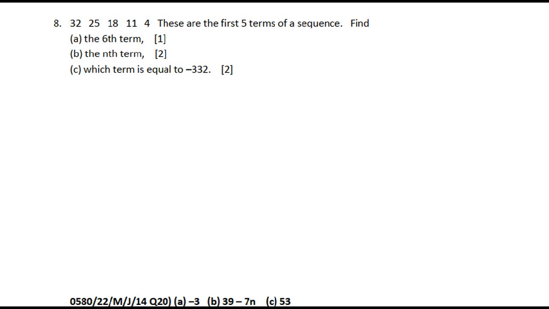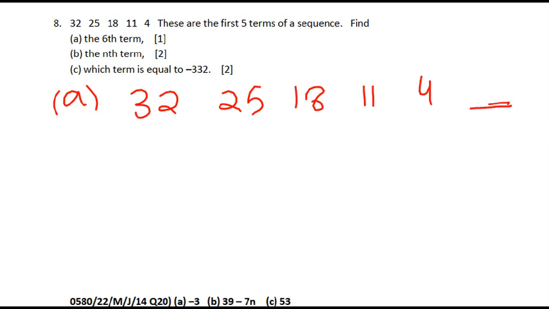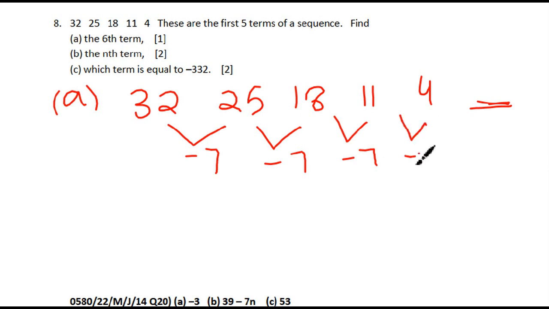Question number 8, part A. The sixth term. These are the 5 terms of the sequence. The first 5 terms are 32, 25, 18, 11, 4. Find the next term, which is the sixth term. So observe what is happening over here. We are subtracting 7 here, then again subtracting 7 here, then again subtracting 7 here. To get to the sixth term, we have to subtract 7 from 4, which gives us minus 3.